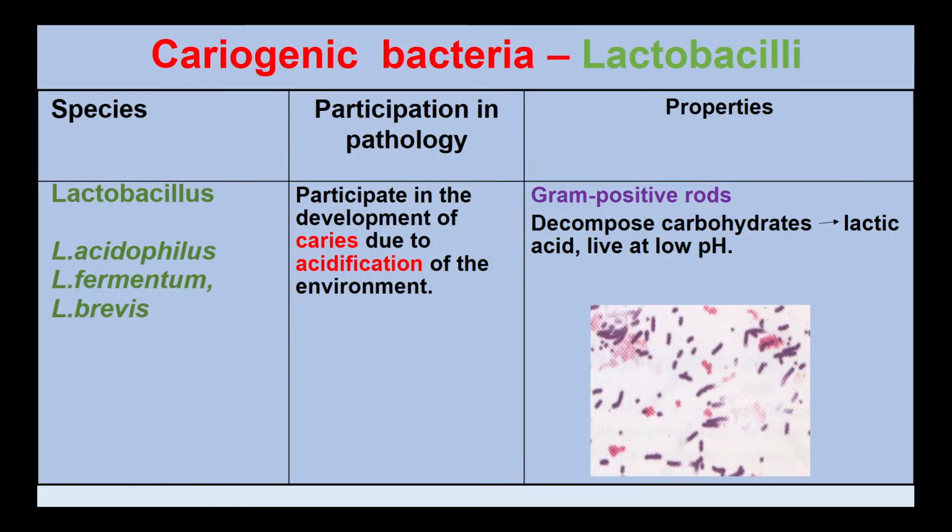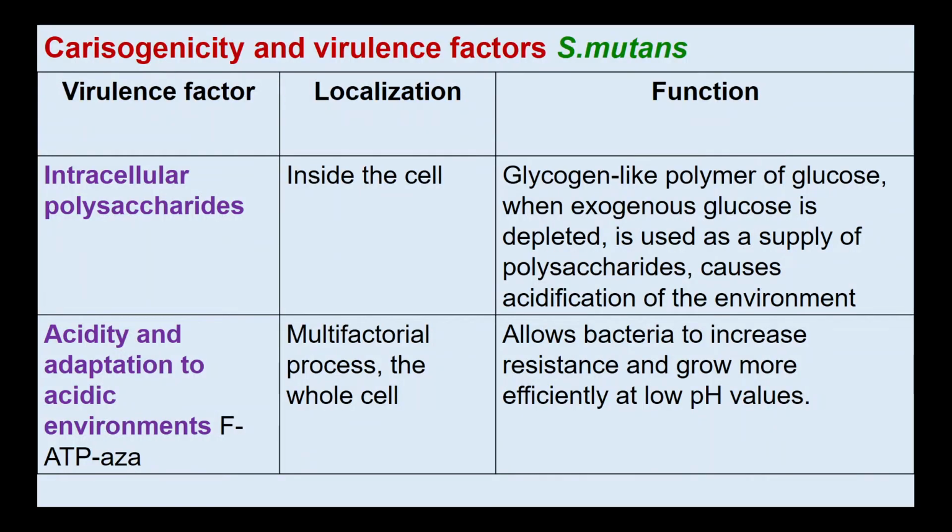We discussed the first or primary bacteria which are important for the formation of biofilms, which play a main role in the formation of caries. We discussed the pathogenic factors of these bacteria, but not only Streptococcus plays a role in the formation of caries and cavities in the enamel.